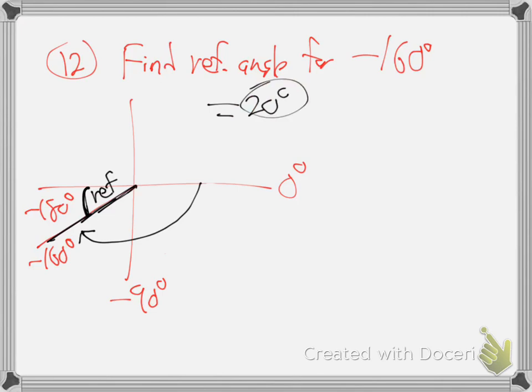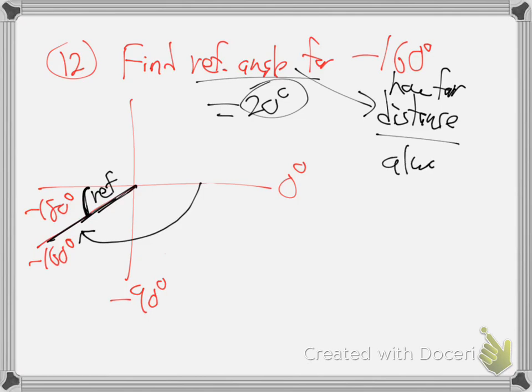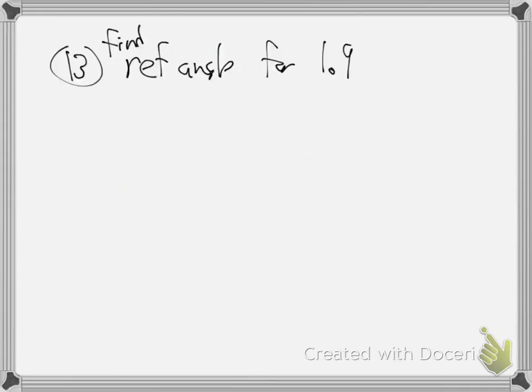It's 20 degrees to the nearest x-axis. That's distance to the nearest x. We never give it negative, just like distance. Did I answer your question? Yeah, it's never negative. Reference angles are a distance, how far to the nearest x-axis. Distance, so always positive, just like we communicate distances in the real world. Always positive. Find the reference angle for 1.9.